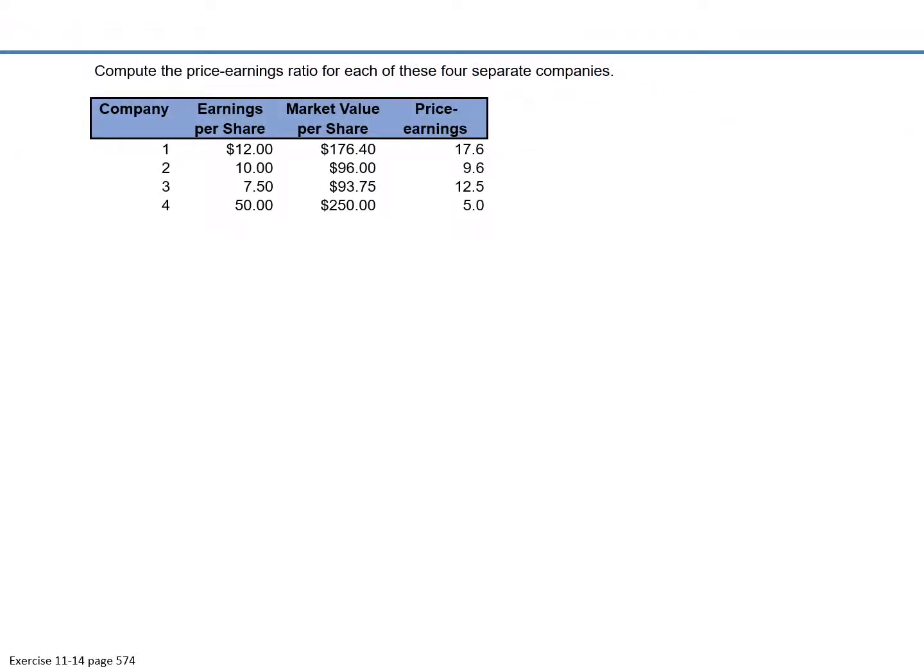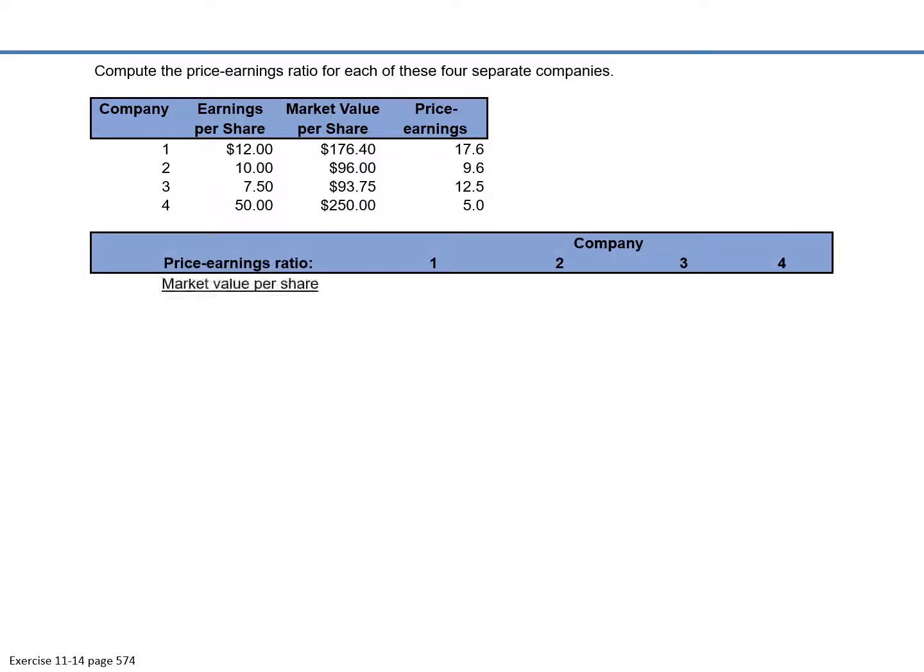Exercise 11-14. They want us to compute the price earnings ratio for each of these four separate companies. We know that our price earnings ratio is the market value per share divided by the earnings per share. That's the definition of that calculation. If we take our market value in company 1, 176.40, divided by 12 earnings per share, we have a PE ratio of 14.7. Company 2, $96 market value per share, divided by $10 EPS, is 9.6.